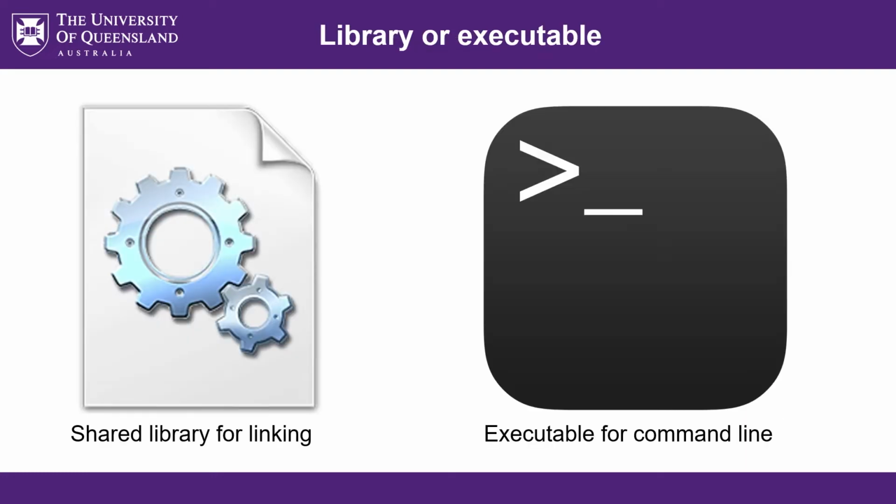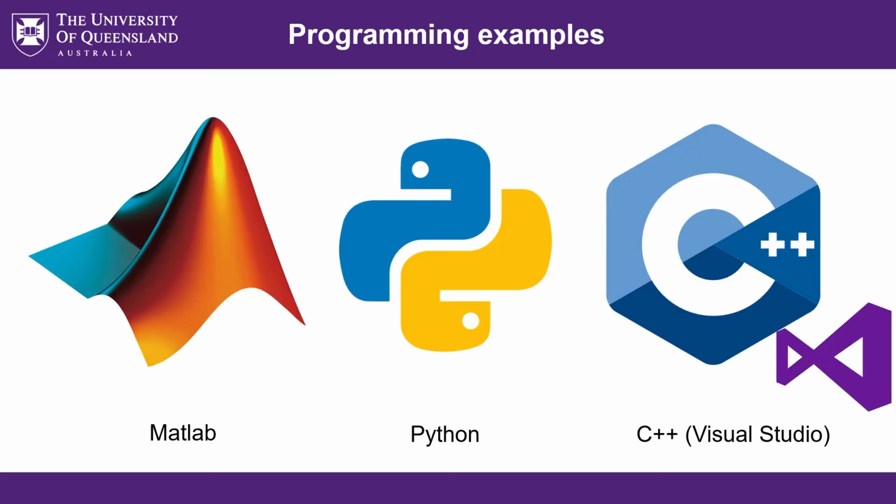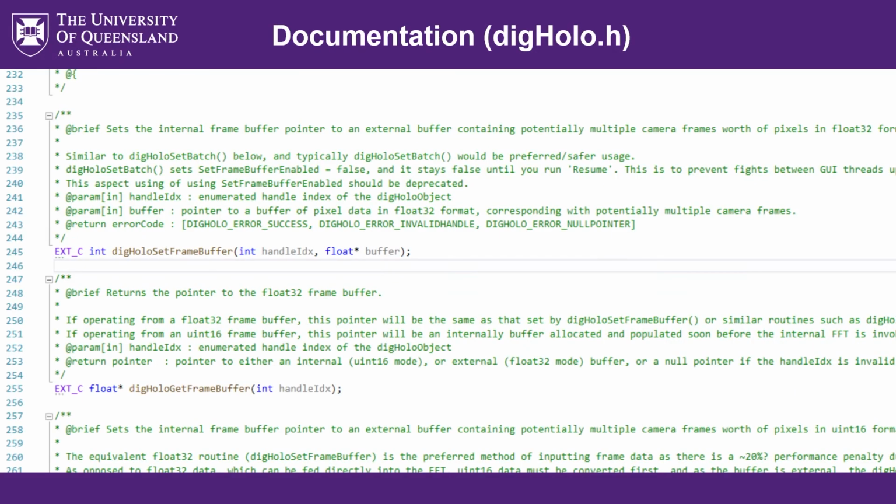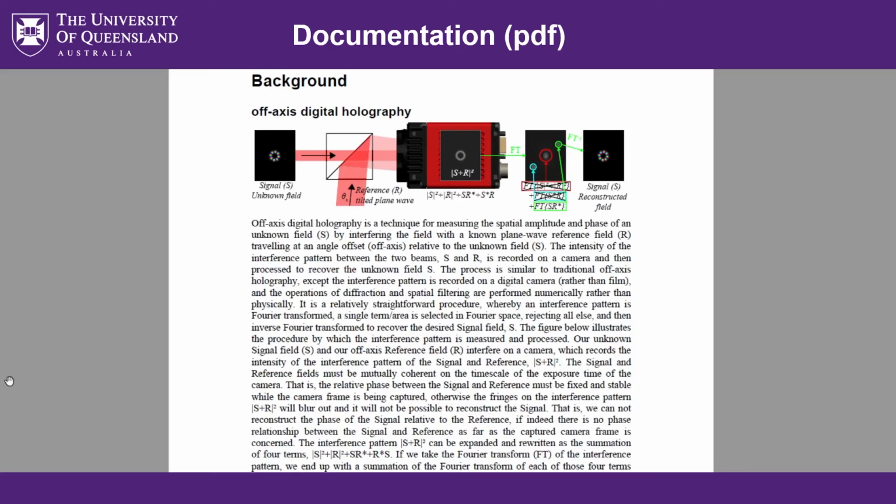You can compile it as a DLL/shared object, but you can also compile it as an executable and call it from the command line. There are 3 usage examples provided. We've got a Matlab one, Python, and C++ as a Visual Studio project. I'll go through the Matlab example later. The Python example is basically the same. The header file is also fully documented for every function and definition, and derived from that is the 90-something page PDF user manual.